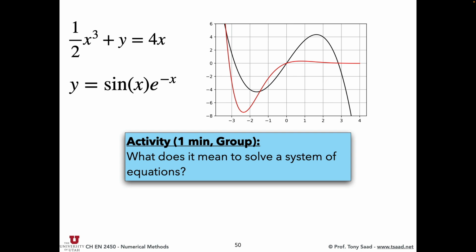Once you go to more equations, you can't visualize it clearly and cleanly. So give it a moment. With the single equation, we said solving that equation means finding the value of the unknown, or the variable of interest, or x, where that curve intersects the x-axis. Now, when you have two or more curves, two or more equations, what does it mean to solve those two equations concurrently?